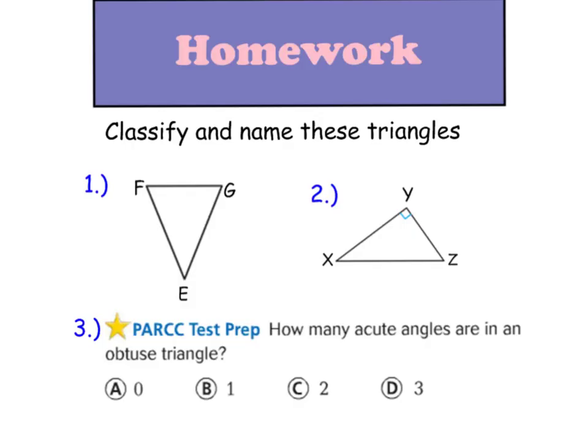So here are your 3 short homework questions. Your job is just to write down and classify the name of these triangles that you see here. Look at triangle number 1, FGE, triangle number 2, XYZ, and I want you to classify and name these triangles. Tell me if they're acute, obtuse, or right, and give them a name. Draw the little triangle symbol with your 3 little letters just to name that triangle, and tell me what it is.